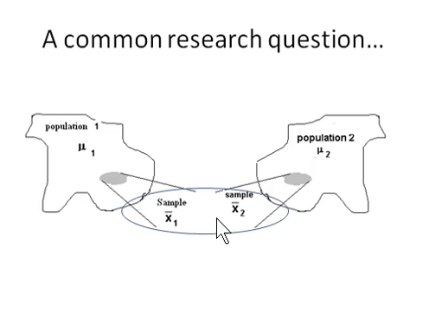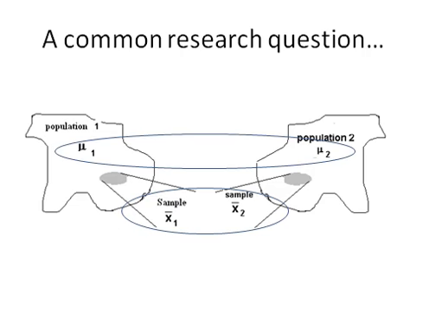By comparing the relationship between the sample means, we're going to be trying to come to a conclusion about the population means. So by looking at the sample means, we'll try to come to a conclusion about the population.